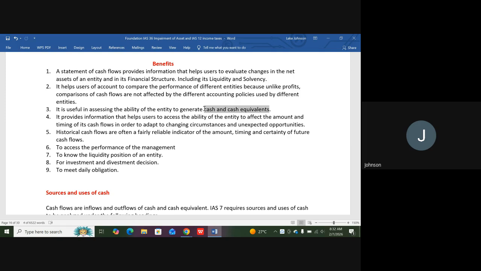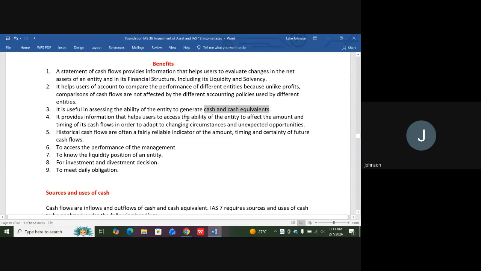Whenever you have any need to actually settle any obligation, you can quickly run to them and tell them, please pay me my money. Okay. So we're talking about things that can easily be converted to cash and cash equivalent. They say that it's useful in assessing the ability of the entity to generate cash and cash equivalent.